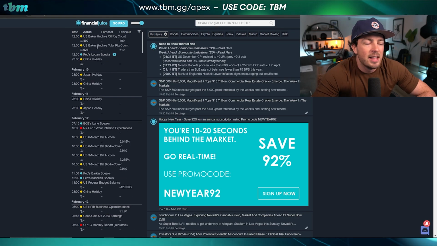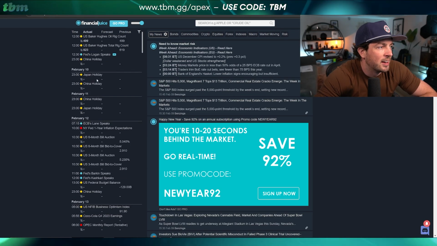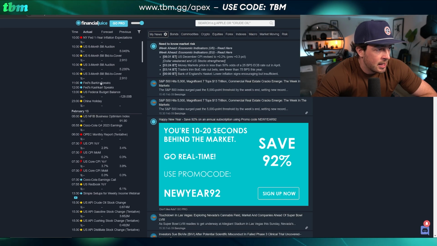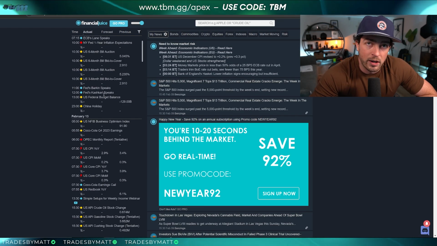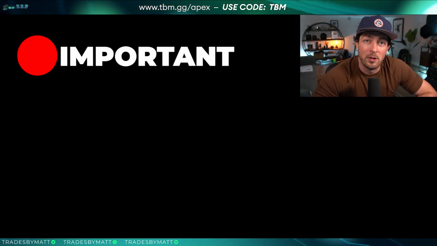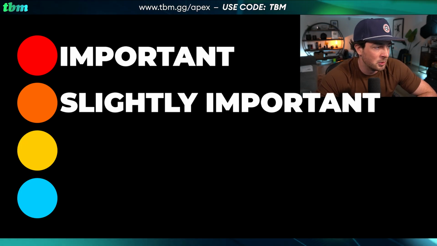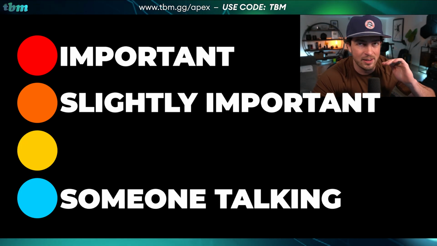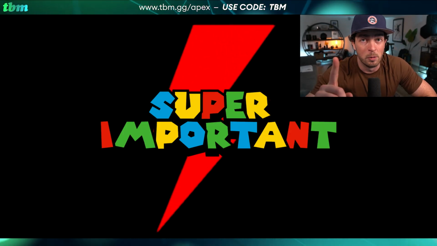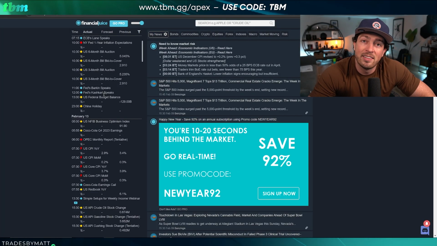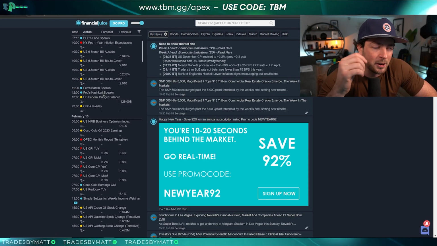Once you do that, it will literally filter out a calendar for you. That is very easy to use, and you can scroll and see everything, right? The big things here are: one, if it is red, it is important. If it is orange, it is slightly important. And if it is yellow or blue, blue is someone talking, yellow means not very important. If it is a red lightning bolt, it is super important. Okay, so that's the color scheme: red, important; yellow, orange, mid; blue, someone talking.